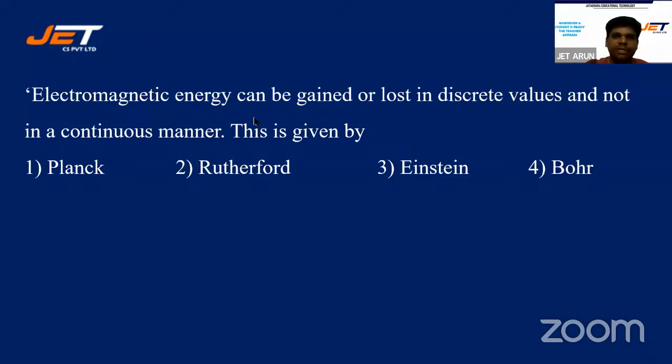Electromagnetic energy can be gained or lost in discrete values and not in continuous manner. This is given by Planck, Rutherford, Einstein, Bohr. Thus, quantization of energy, students, is given by Planck, Rutherford, Einstein, or Bohr.